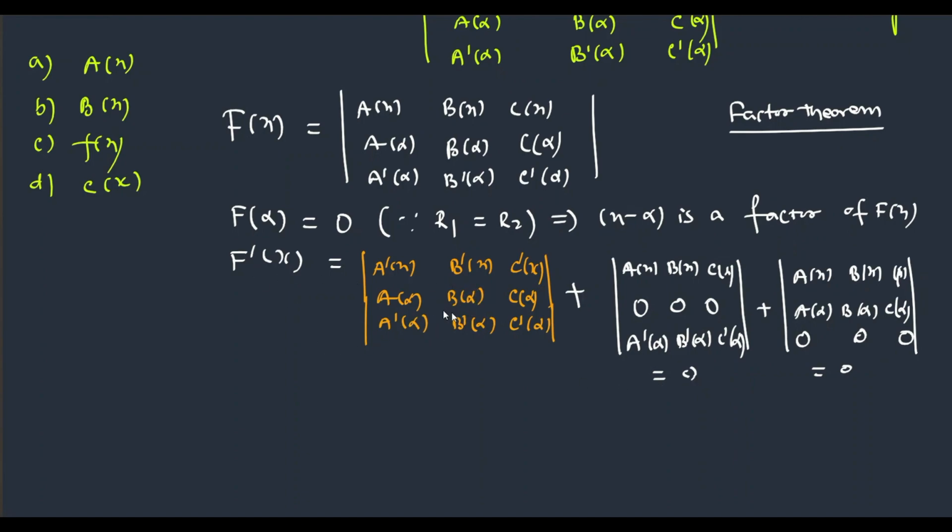So now f dash x we have calculated, only this part exists. So here if you substitute alpha in the place of x, what will happen? Now this will become a dash alpha, b dash alpha, c dash alpha, and the third row is also a dash alpha, b dash alpha, c dash alpha. That means f dash alpha is 0. So what we can say is that it happened due to row 1 and row 3 being the same.